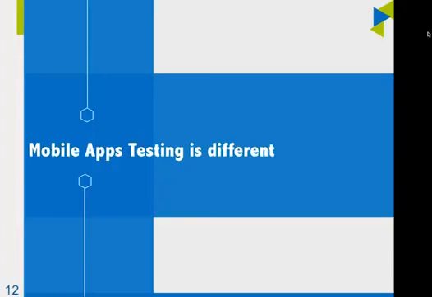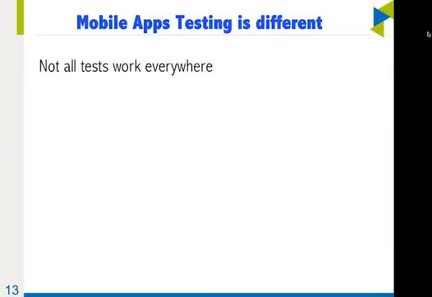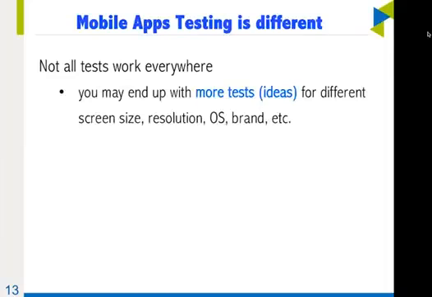Now, having looked at code coverage and cost, we're going to look at how mobile app testing is different. We're going to see various attributes that contribute to making it different. Not all tests work everywhere. A test that is written on Android might not work on iOS. Although the features are the same, their implementation may differ. You may end up with more tests because of different screen sizes, different resolutions, different OS versions, and different brands.